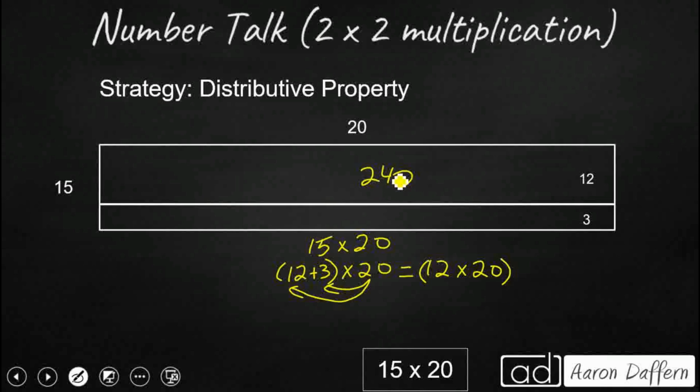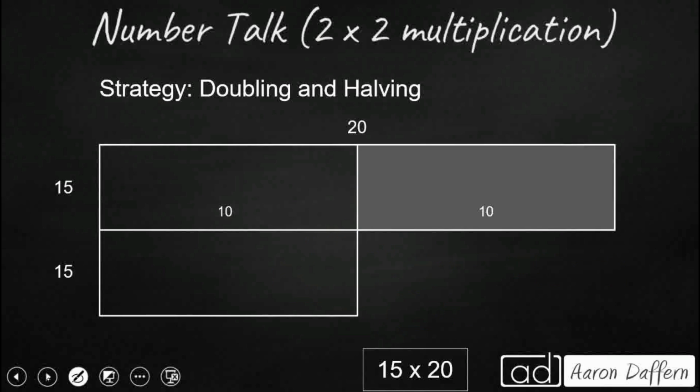Add the 0, 240. And then we're going to add our 3 times that 20, and 3 times 2 is 6, so 3 times 20 is 60. We still add it up to get to 300. Same answer. But that's just a different way of looking at it.